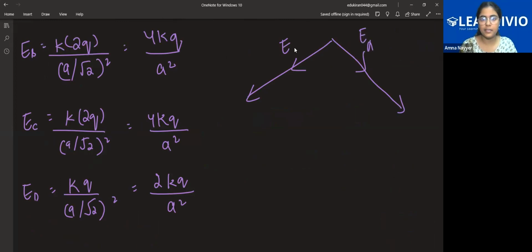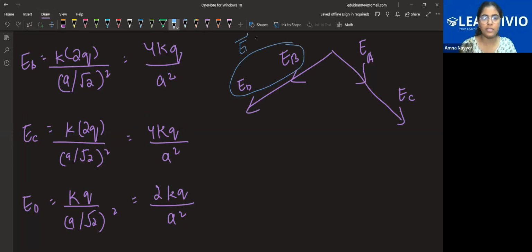This is B, E, C. Resultant first, that is E1 of this arm. And then we have to find out this resultant, that is E2 of the arm. Then we'll be left with E1 and E2 that we can solve.